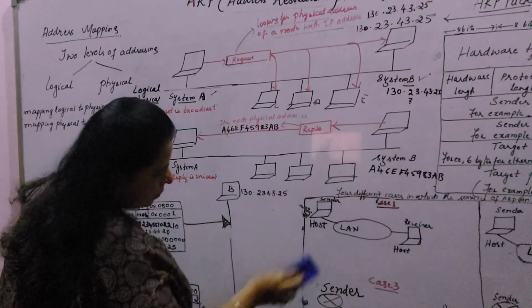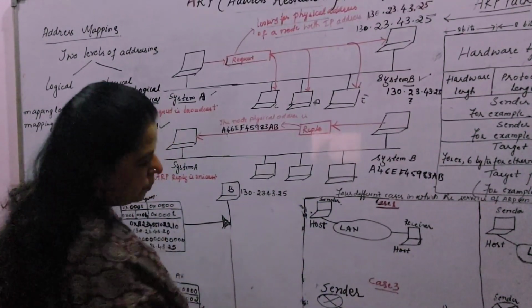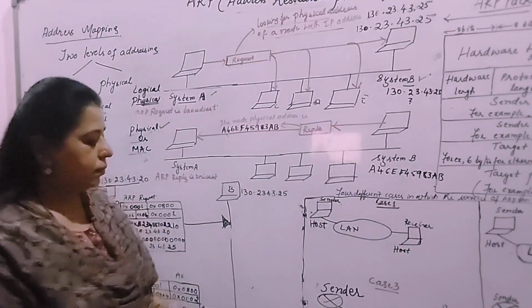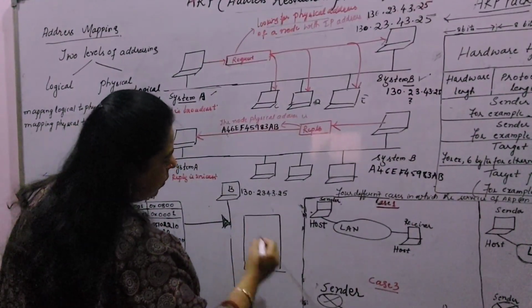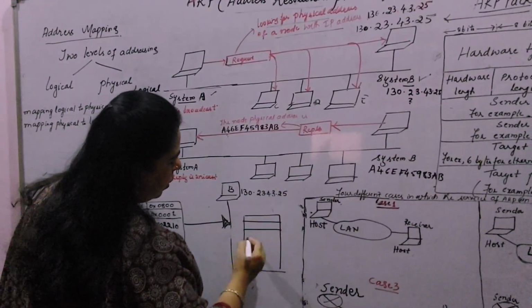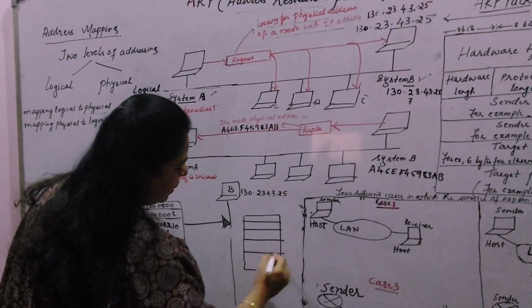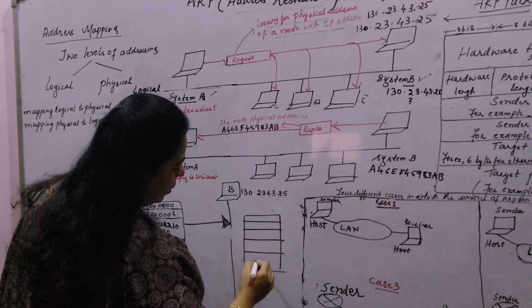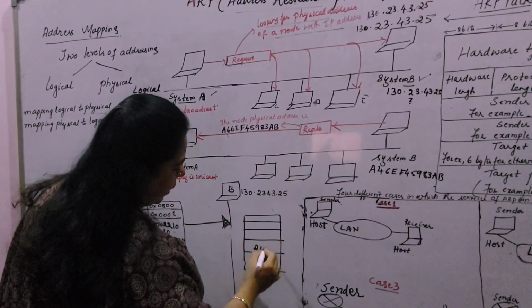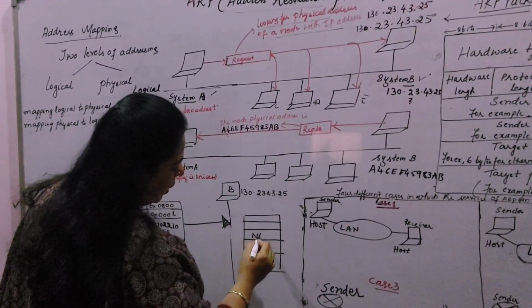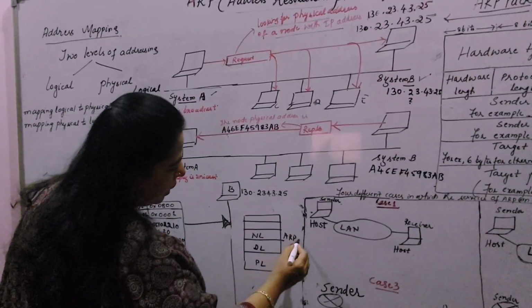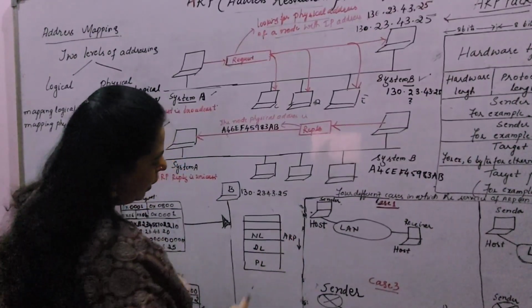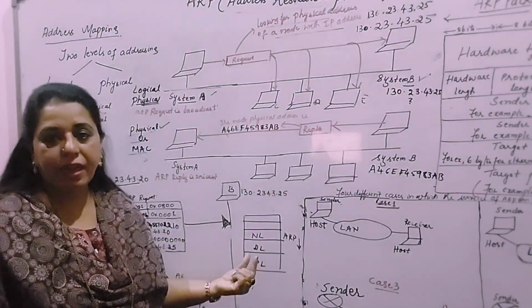I'll show you. Because we have here 5 layers: application layer, transport layer, network layer, physical layer, and the data link layer. So this is your physical layer, this is the data link layer, and this is the network layer. Now the ARP request has come from the network layer. It goes down to the layer below. The underlying layer is what? The data link layer.